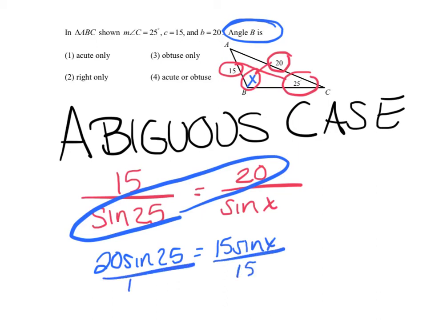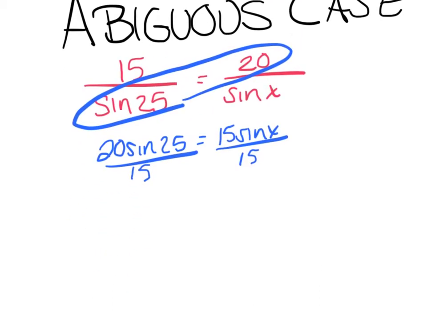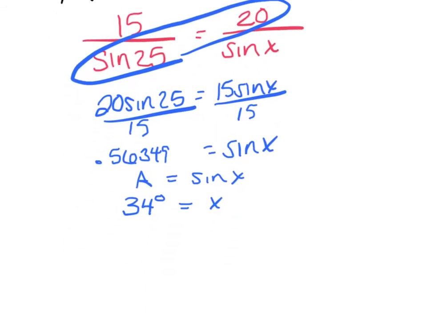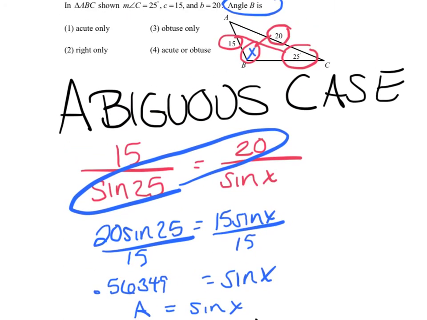Divide by 15. Sine x equals, hopefully you've got your calculator with me. I've got 0.56349. I stored that in alpha A. Take the inverse of both sides. And I get an answer of 34 degrees. And again, that found x, which in our picture was angle B. Okay, now that was the easy part. Here comes the hard part. You have to use that given angle. That's what we always start with. And notice that's angle C.